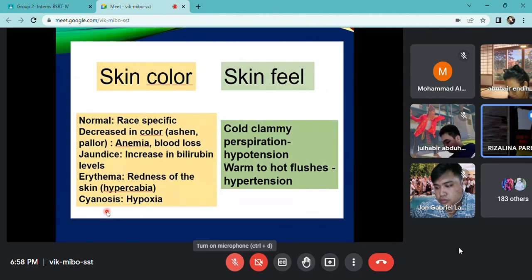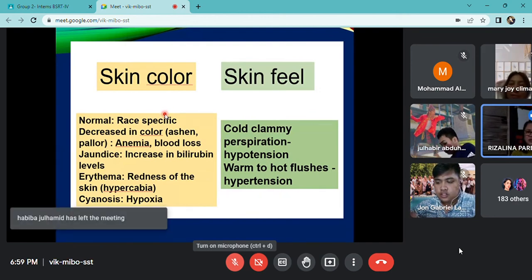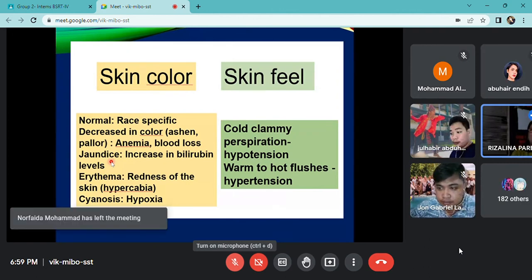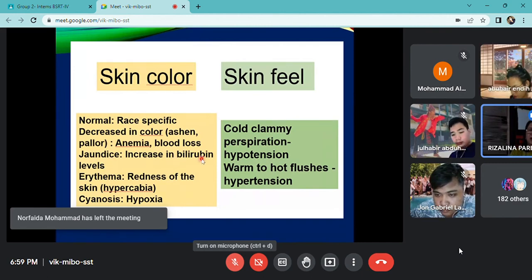Okay. So ito muna siguro yung ating last part of the presentation for today. For the objective findings, we have also to assess, di ba, yung kanyang color. When it comes to skin color, we are checking also kung decrease in color. Kung ashen or pallor in color, possible na merong anemia yung patient mo or blood loss. Kapag ang patient mo naman has yellowish in color or jaundice, possible lang, di natin sinasabi na yun nga mismo, possible na increase in bilirubin levels.